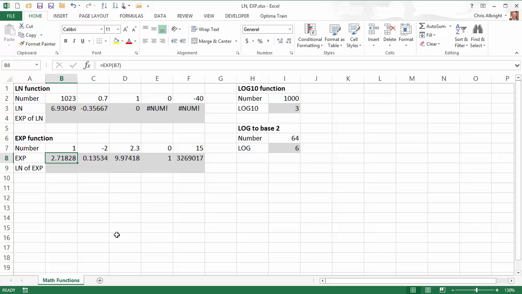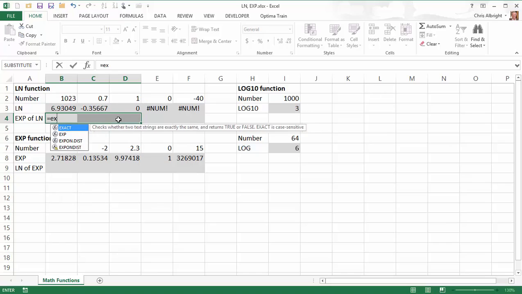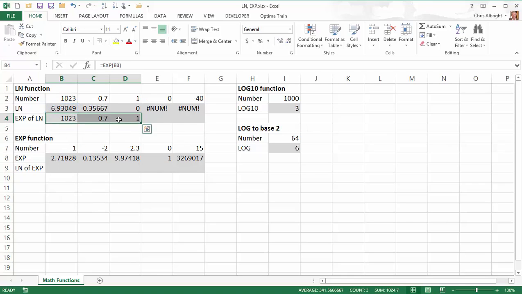The ln and exp functions are inverses of one another. This means that if you start with a number, take ln of it, and then exp of the result, you are back to where you started. I will show this for the numbers where the log is defined. Alternatively, if you start with a number, take exp of it, and then ln of the result, you're back to where you started. I'll demonstrate this.